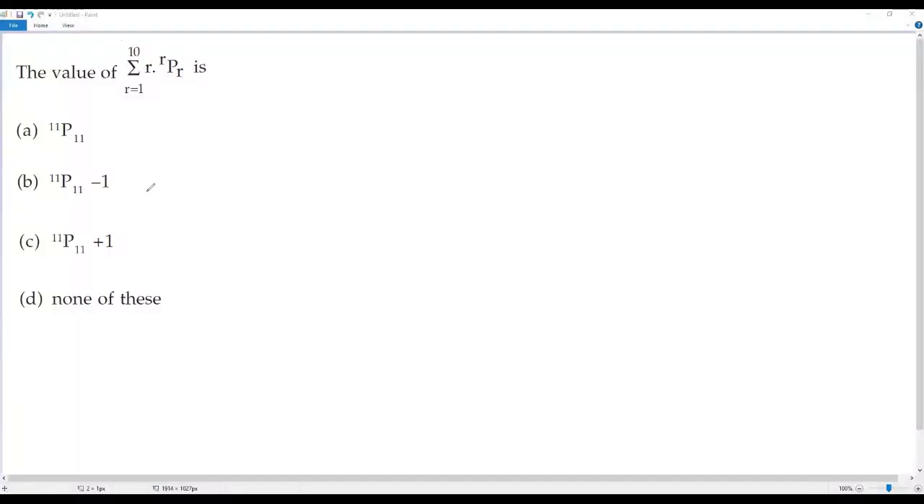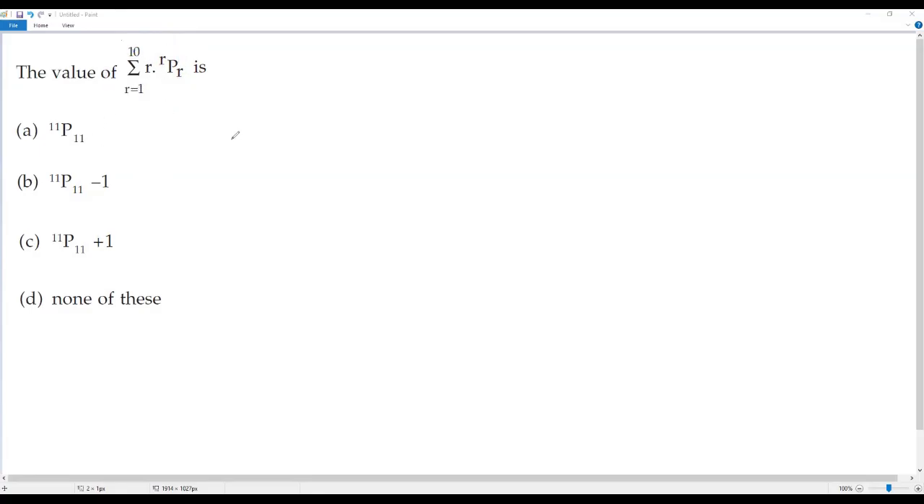Here we have a pre-calculus problem. Okay, let's go to the question. The value of the summation of r equals 1 to 10 of r times rPr is. Here we have the permutation, and we also have to evaluate the value of this series. So in the given answer choices, we have to find the one that is equal to this.